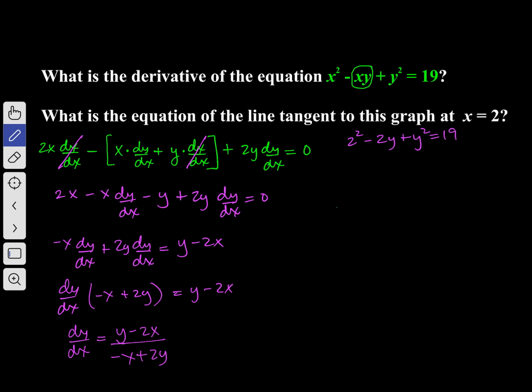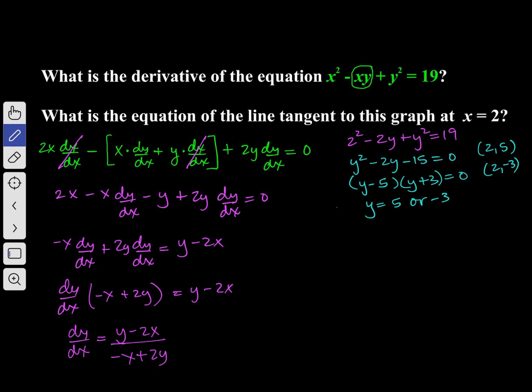That looks like a quadratic. Let's go ahead and write it with decreasing order of exponents. So I have y squared minus 2y, and if I move the 19 over to the left, if I subtract it, I've got 4 minus 19, which is negative 15. That's factorable. Two numbers that multiply to get negative 15 and add to get negative 2 would be y minus 5, y plus 3. If I were to solve both of those, I would have y equals 5 or negative 3. So really, I've got 2 points, (2, 5) and (2, negative 3).